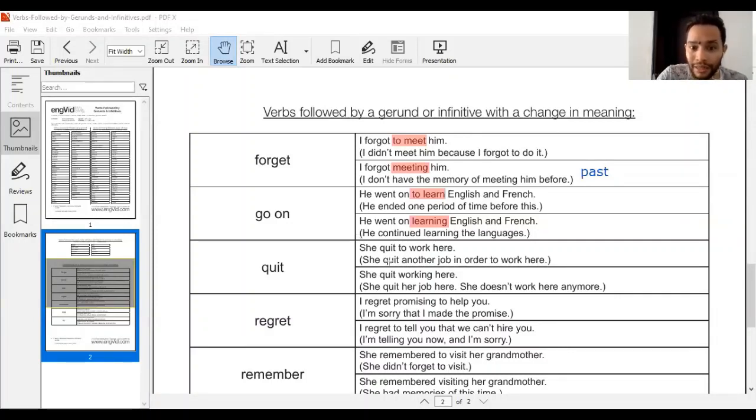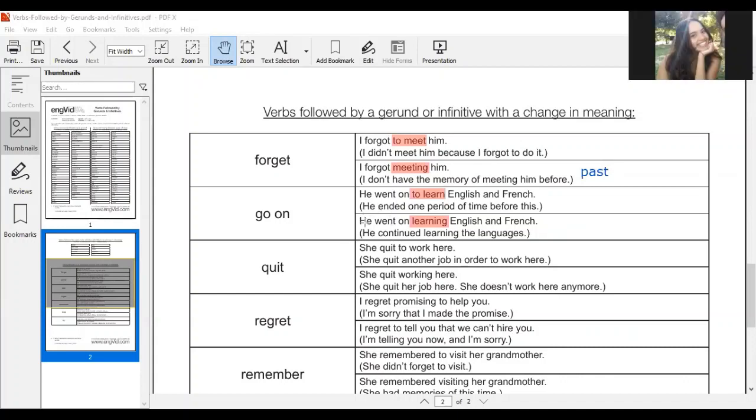So, is this clear, guys? Like, go on. Can you see the difference? Yes, teacher. All right, so please don't confuse then go on ing with go on to. All right, then let's move on and where we got the word quit.